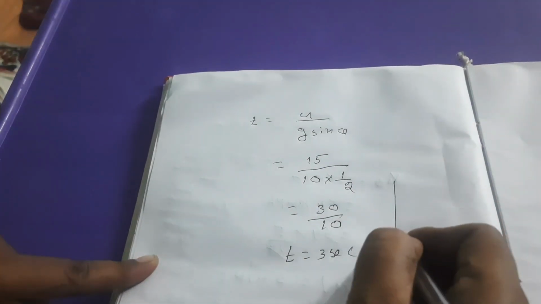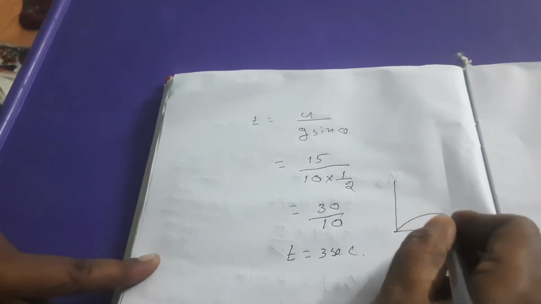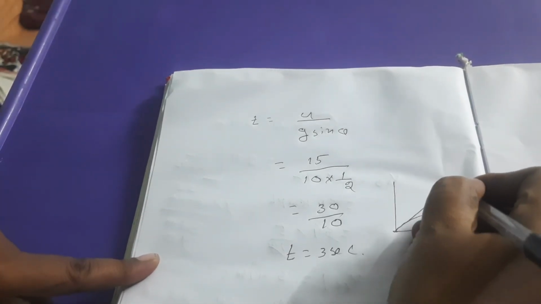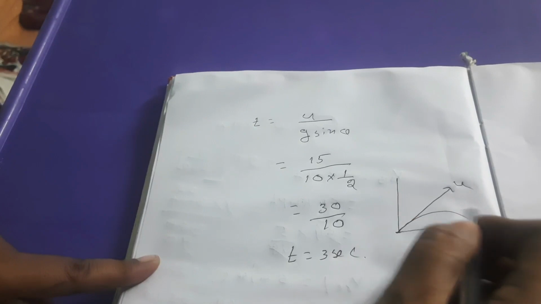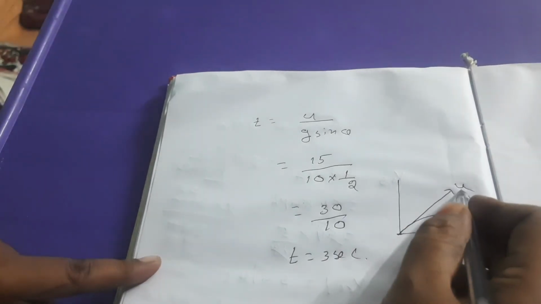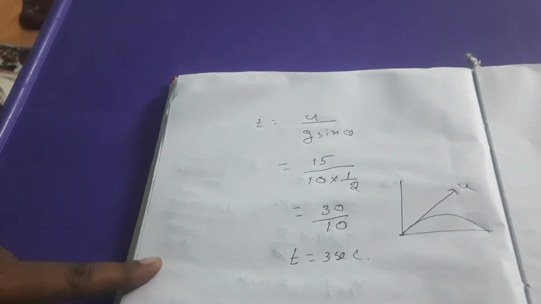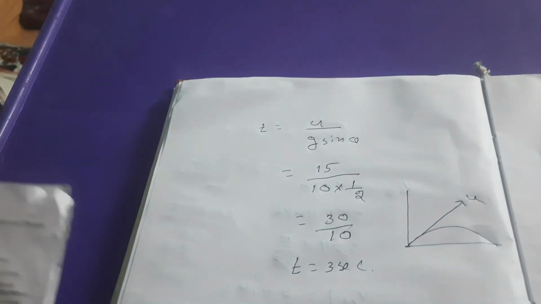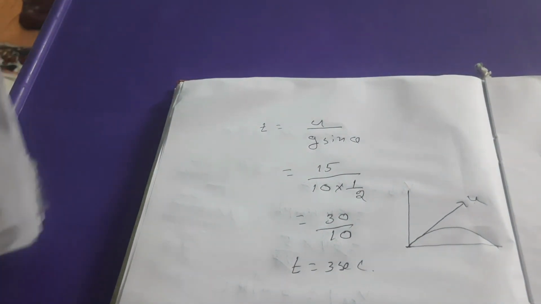Actually this is projectile motion; we are projecting like this, and the tangent represents the initial velocity u. After 3 seconds, this velocity is perpendicular to that velocity. So the direct formula you should remember is T equals U by g sin theta. Substitute all the values and you will easily find the answer to this question.